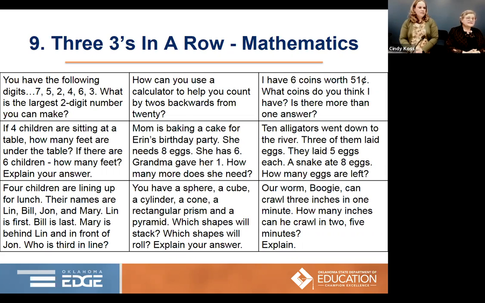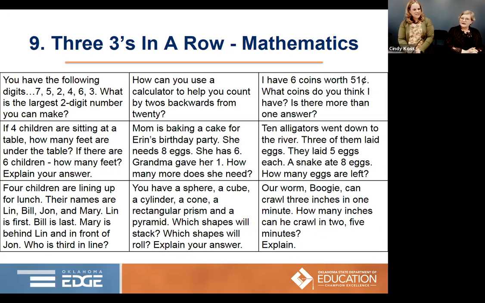One that's pretty easy is the far left column bottom. 4 children are lining up. Their names are Lynn, Bill, John, and Mary. Lynn is first, Bill is last, Mary is behind Lynn and in front of John, who is third in line. I actually figured this one out pretty quickly, so I was very proud of myself. But I don't know what grade level this is. Third, fourth? Probably second. Or third.